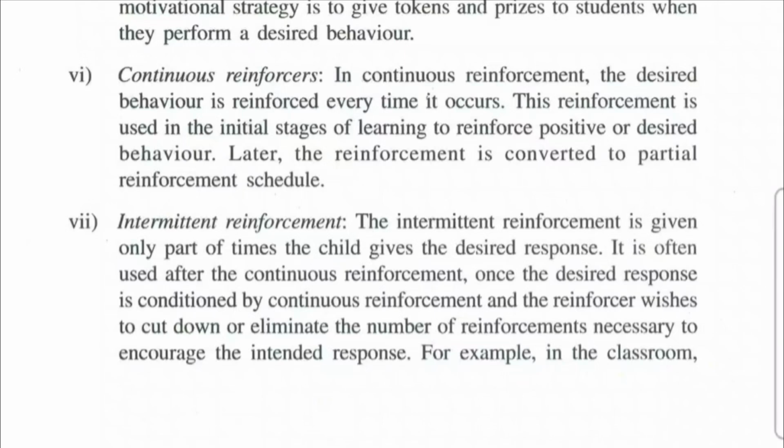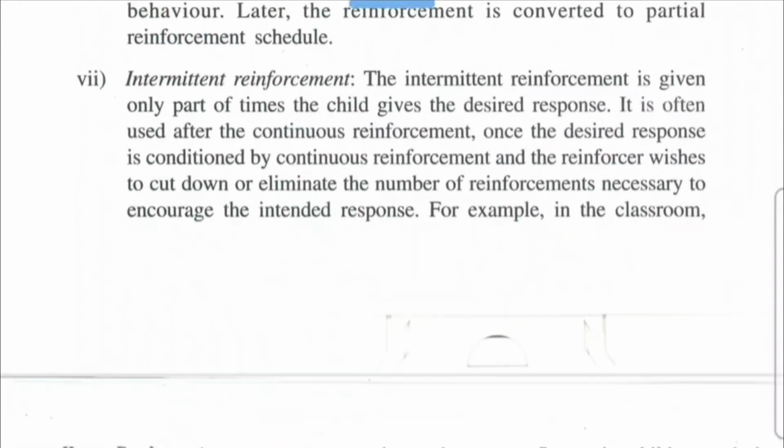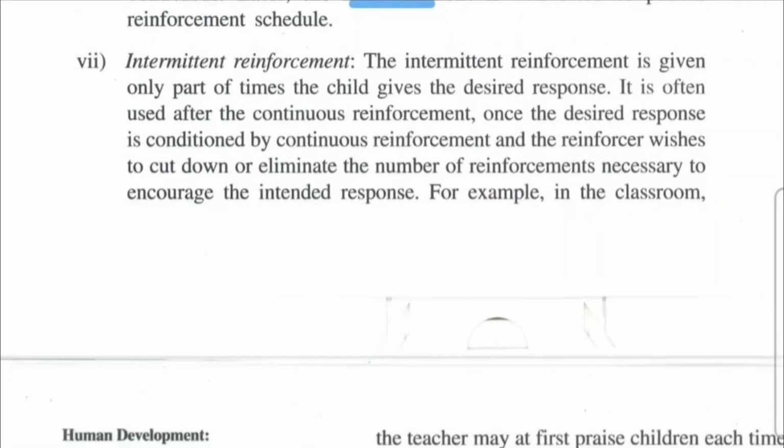This method is used in the initial stages of learning to reinforce positive or desired behavior. Later, the reinforcement schedule is converted to partial reinforcement. 7. Intermittent reinforcement. This type of reinforcement is given only part of the time the child gives the desired response. It is often used after continuous reinforcement once the desired response is conditioned. The goal is to reduce the number of reinforcements necessary to encourage the intended response.